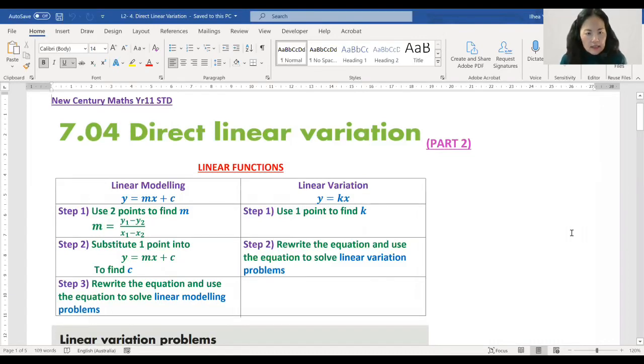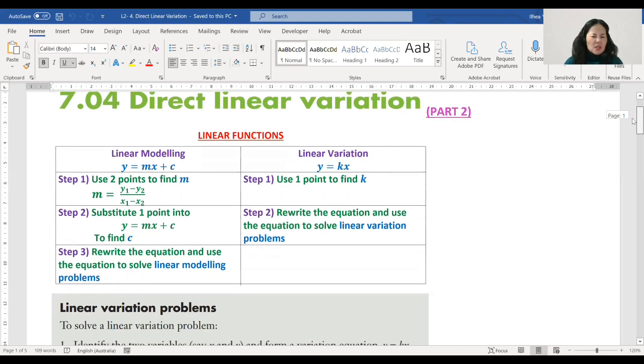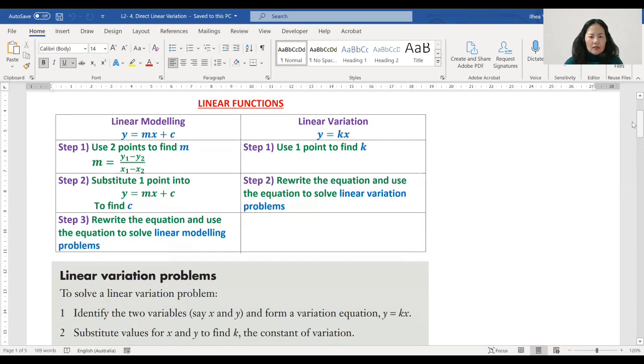Today's lesson is part 2 of direct linear variation. I'm going to do 3 questions. Now, most of the questions, all of them actually, are from the actual exercise. Okay, before I start, I just want to show you something that I think last lesson I briefly showed you.